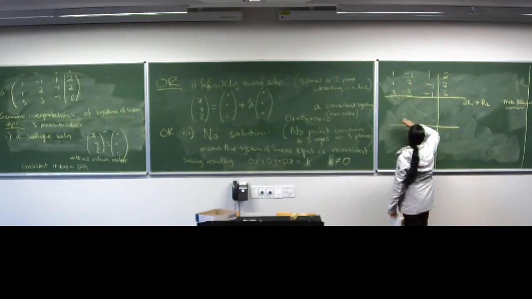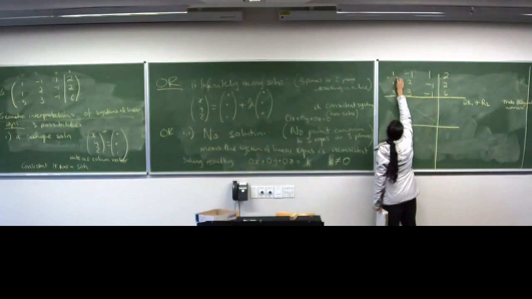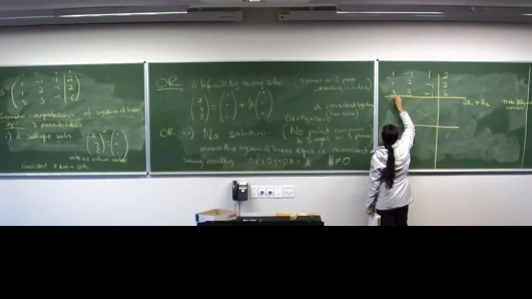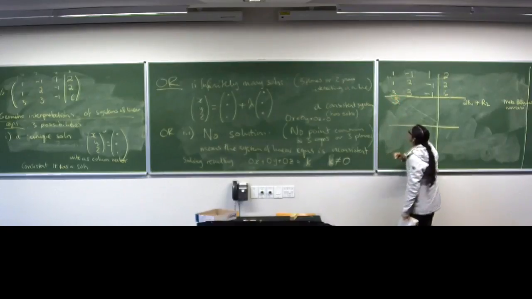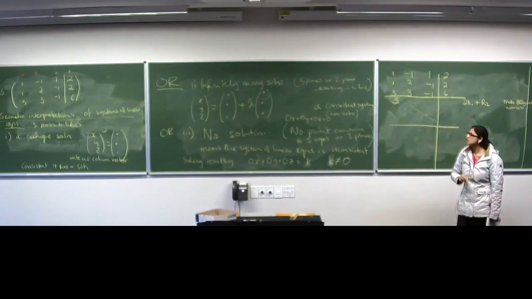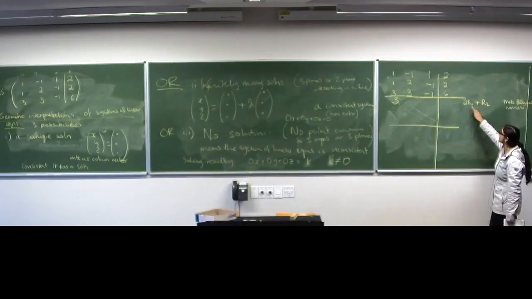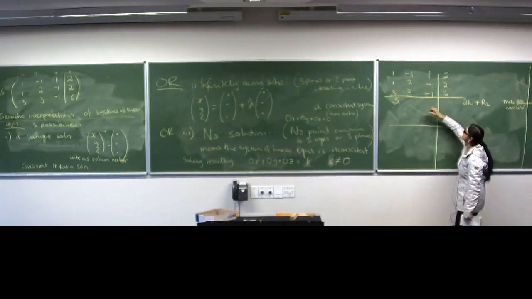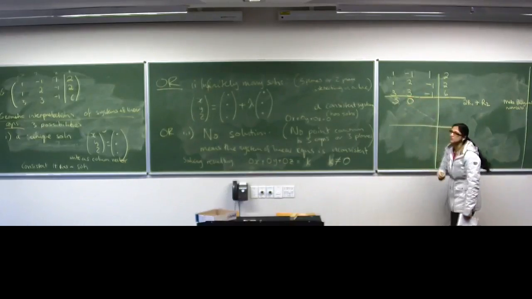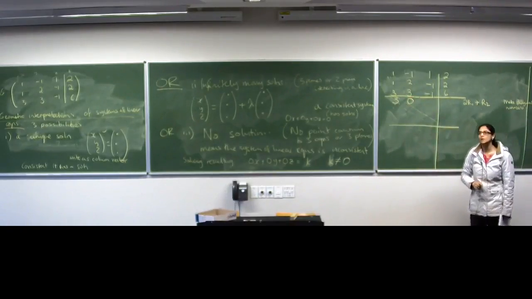So watch what I do. In the first row, I'm saying 2 of those plus 1 of that will give me 3. So I'm adding 2 rows. I'm multiplying the first row by 2 so that I get a 0 there. Question?